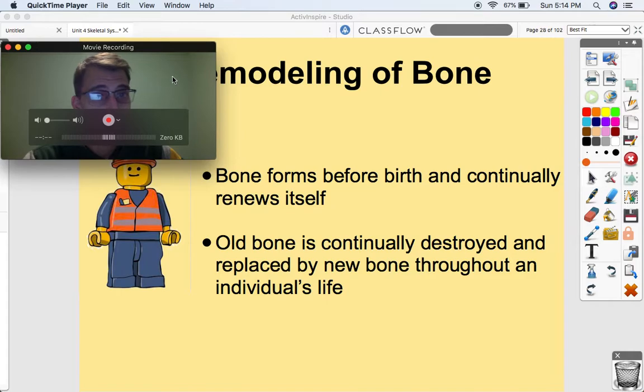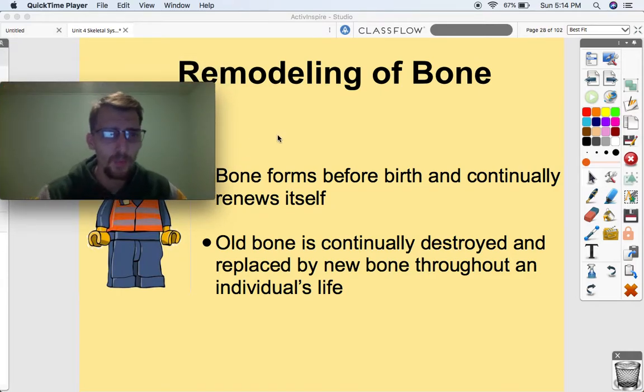Another third type of ossification is called remodeling, and this is really, really important for normal skeletal system functioning. Bone forms before birth, and it continually renews itself. So you actually get a new skeleton about every, I want to say, like 3 to 4 years. Your entire skeleton kind of replaces itself, which is kind of crazy. But old bone that might be damaged, or it just might be old or brittle or something like that, it's continuously destroyed by the action of osteoclasts. It's broken down and it's replaced by new bone, which is by the action of osteoblasts throughout an individual's life.